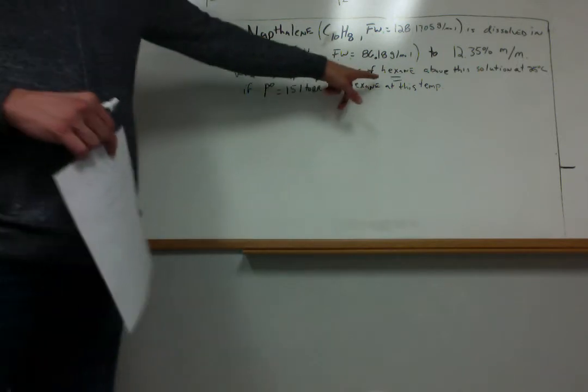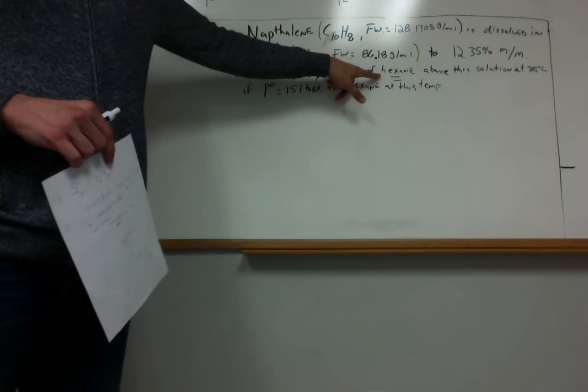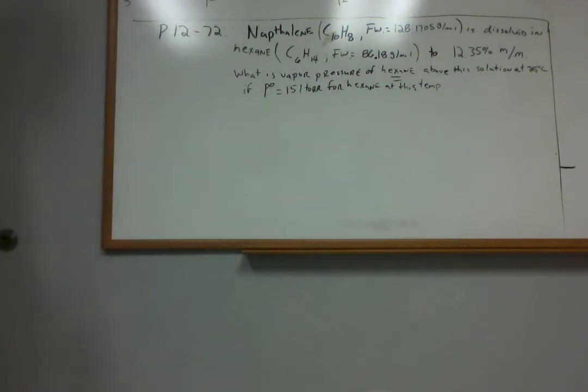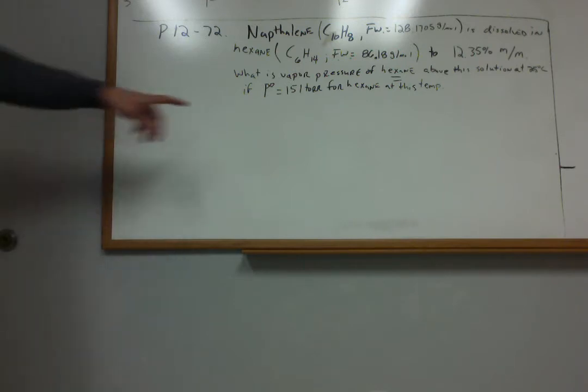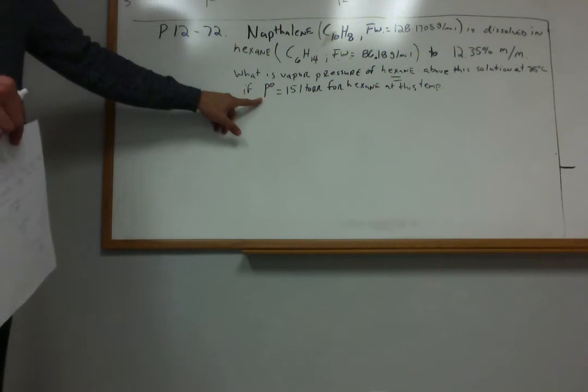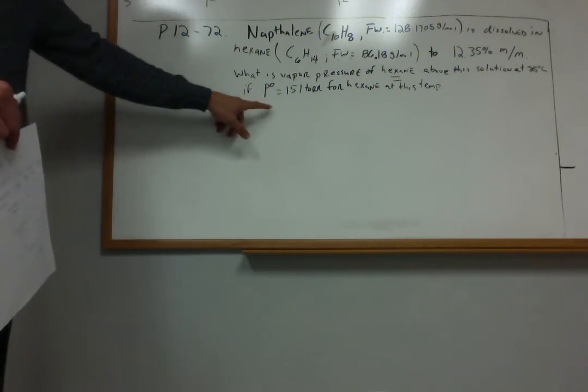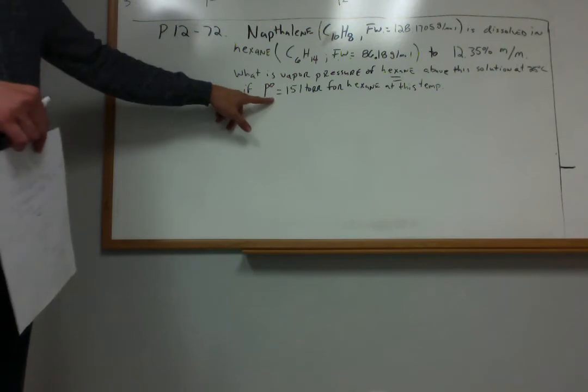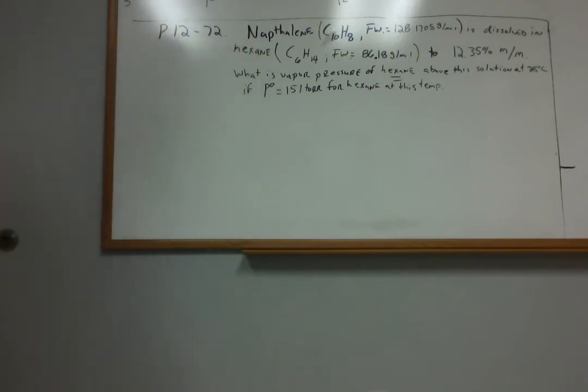I underline that because the problem specifically asks for the vapor pressure of the hexane above the solution, not the naphthalene. Okay, so we're just interested in the vapor pressure of the hexane here. It's important to note. Got to read these questions carefully because sometimes they're pretty tricky. Okay. Specifies 25 degrees Celsius, and we know that P0 for hexane at 25 Celsius is 151. This, of course, is the vapor pressure of the pure hexane, okay, without any solute dissolved.